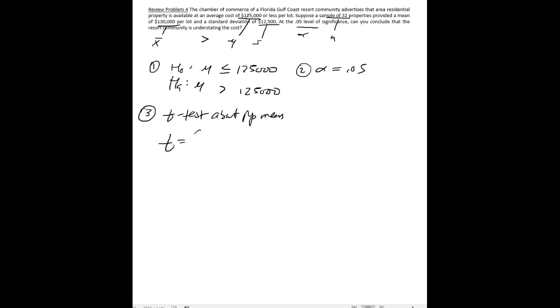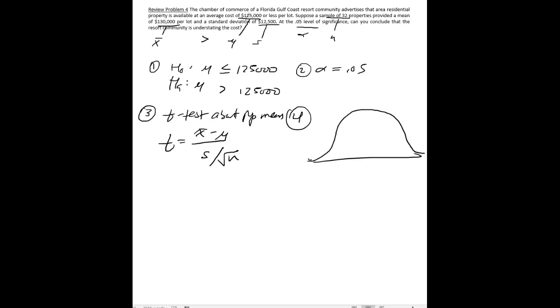All right, so 1, H naught, HA, mu, 125, greater than, less than or equal to, just like that. 2, our alpha is given to us at 0.05. 3, this is going to be a t-test again, because we have an S. So t-test about a population mean. And that's t is equal to x bar minus mu over s divided by square root of n. And then 4 is our picture.